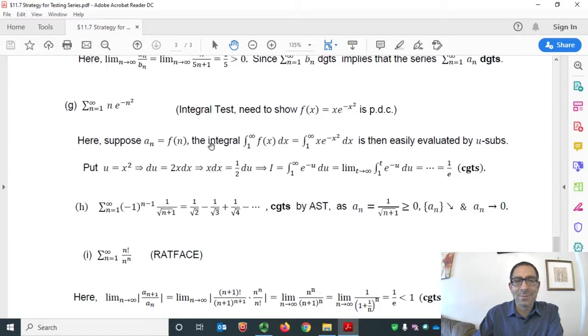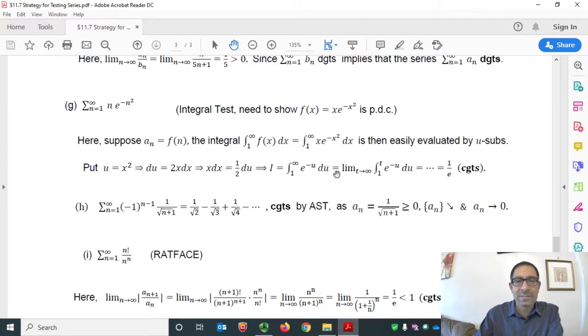So here the improper integral of f(x) from x equals 1 to infinity is easily evaluated by u-substitution. Put u equals x squared, then take the derivative. du turns out to be 2x dx. Divide both sides by 2. It turns out x dx equals du over 2. Then rewrite the given integral I as the integral from 1 to infinity of e to the power negative u, times x dx, which is du over 2. Oh, there's a typo. I need to divide by 2 here.